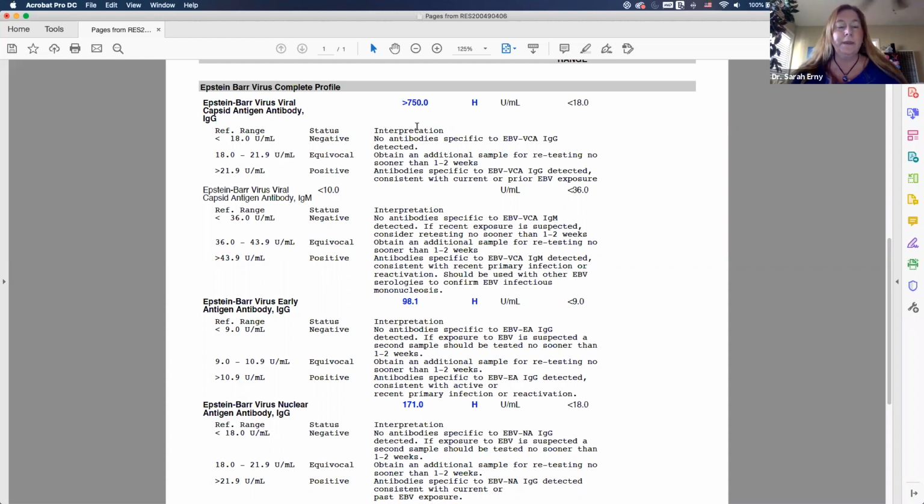Then we go up here to what they call the VCA, the viral capsid antigen. And when this one is high, then if it is only the VCA and the nuclear antigen that are elevated, then we have some controversy on whether it is an active infection when the numbers are really high, like this one where it's over 750. So whenever you see the VCA being over 750, or this one down here, this nuclear one being over 600, that means they don't test it any further than that.